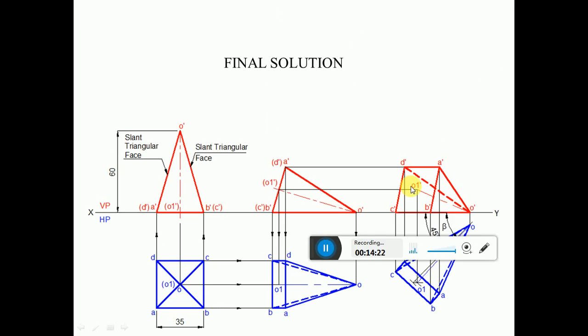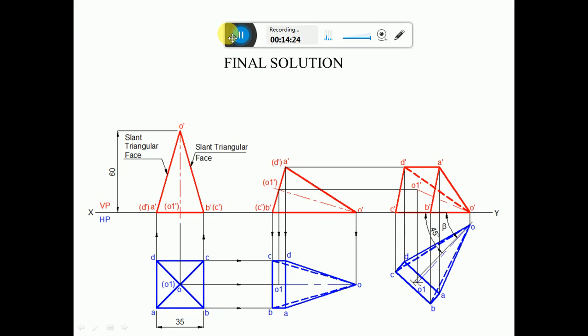So now the final solution for this is going to be like this. By looking at this figure, we can say a square pyramid of 35 mm sides of base and 60 mm axis length rests on one of its slant triangular faces on HP such that the axis is inclined to VP at 45 degrees. Since we are satisfying all the conditions given in the problem, the problem is right. Even in the final position, you can see a triangular face O dash B dash C dash is resting on the XY line. Hence the problem is right.